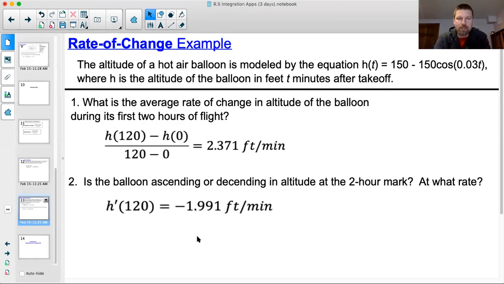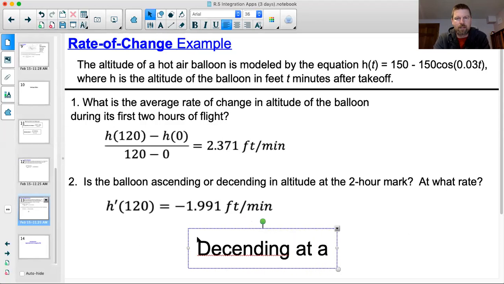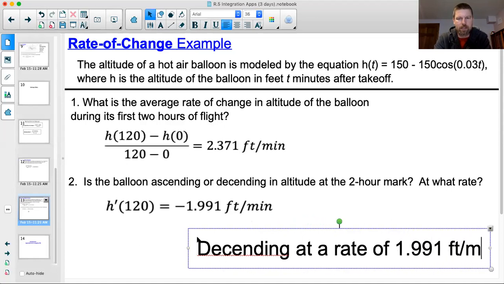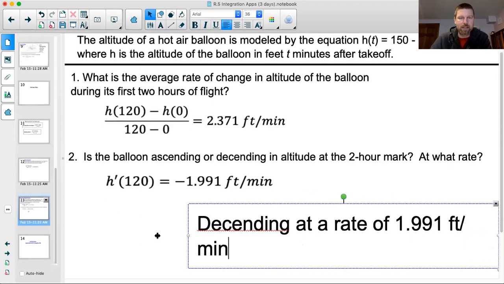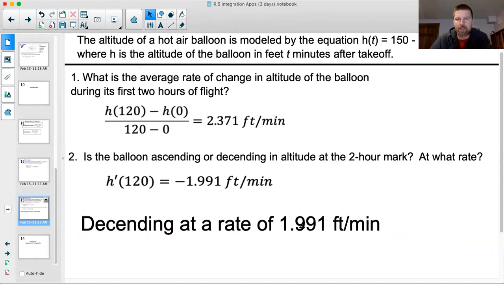When I write this answer, I'm going to try to use the language they were using. So I'm going to say it was descending at a rate of 1.991 feet per minute. I'm not writing negative because I'm indicating that by using the word descending, right? I'm descending at that speed. So a speed is always positive, right? Speed is the absolute value of your derivative. So descending at a rate of 1.991 feet per minute.